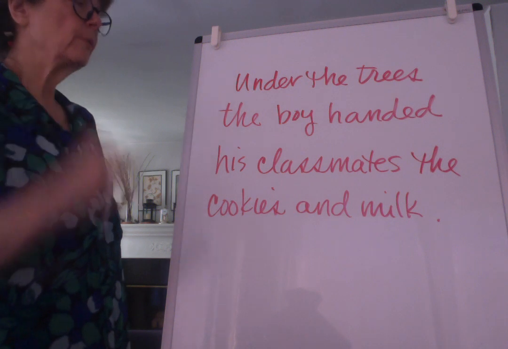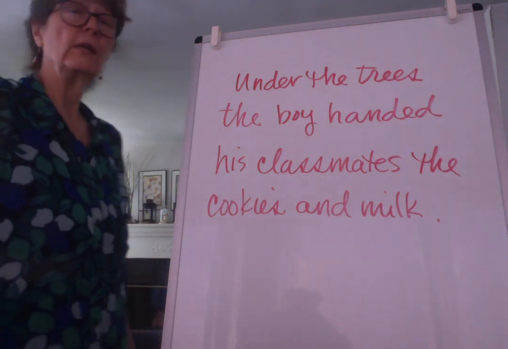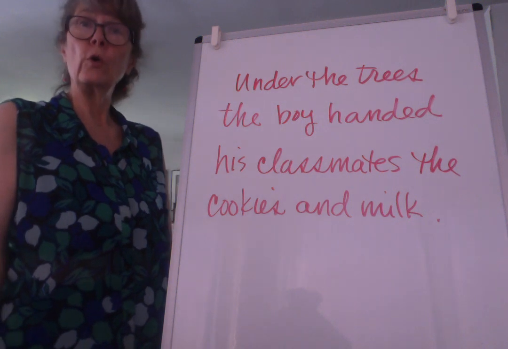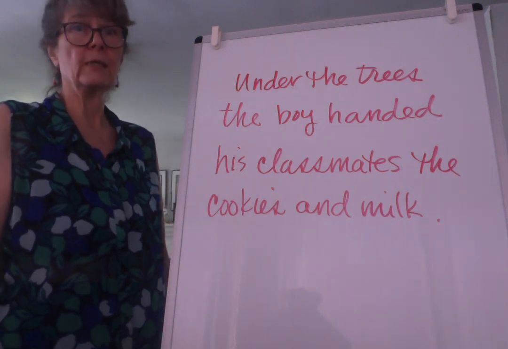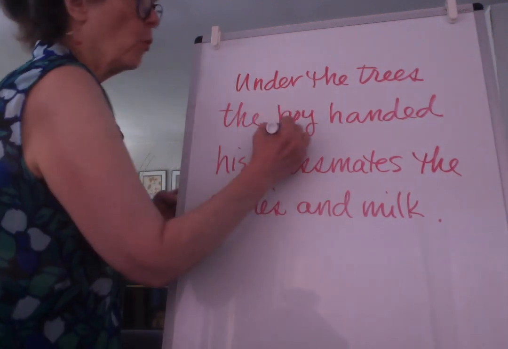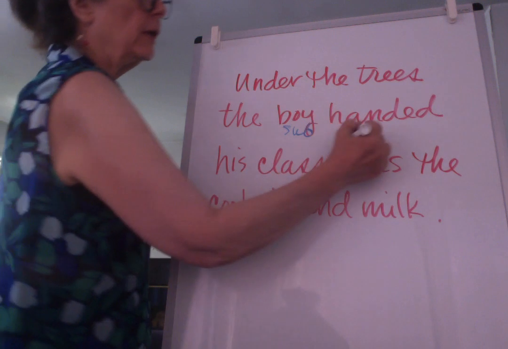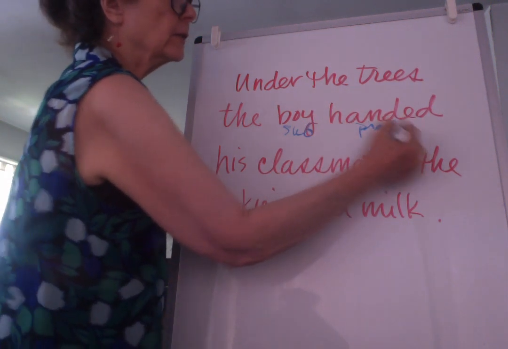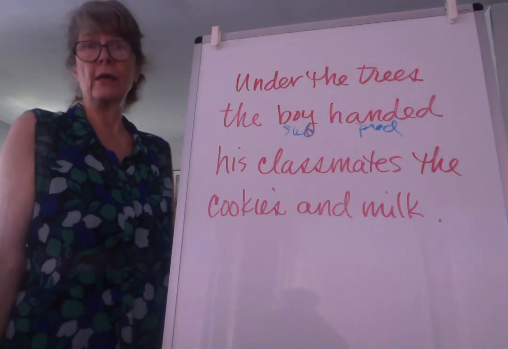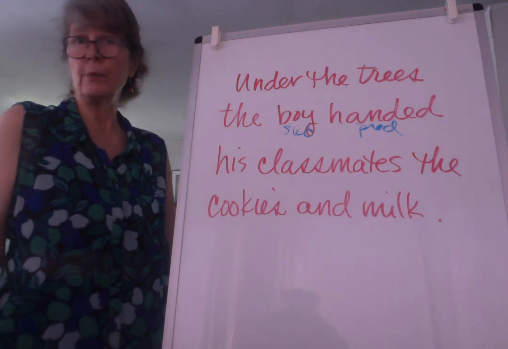Under the trees, the boy handed his classmates the cookies and milk. So let's find the subject first. Who or what is doing something in this sentence? It's the boy, right? The boy. And what did the boy do? He handed. So there's a subject and a predicate. Now remember, there's always going to be a subject and a predicate.